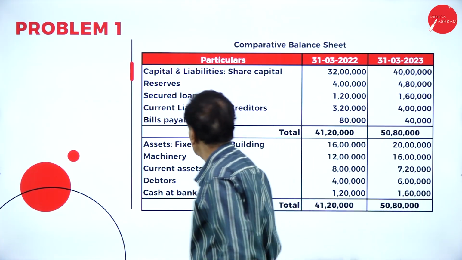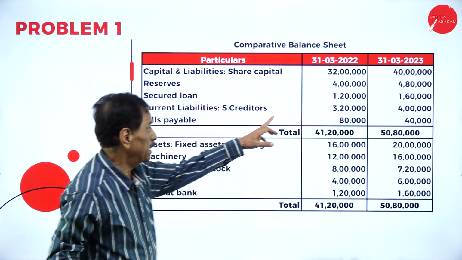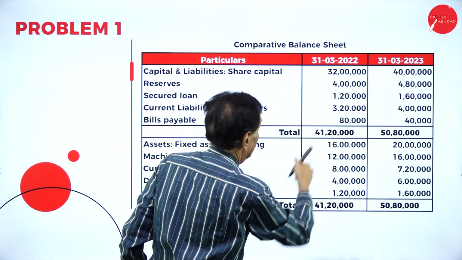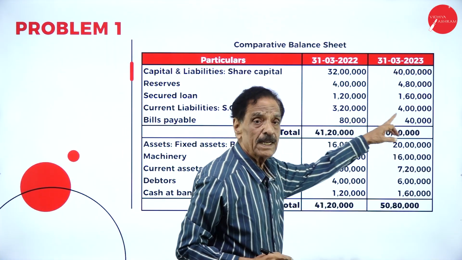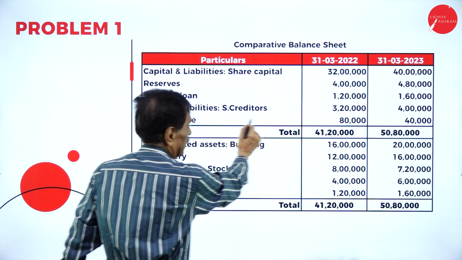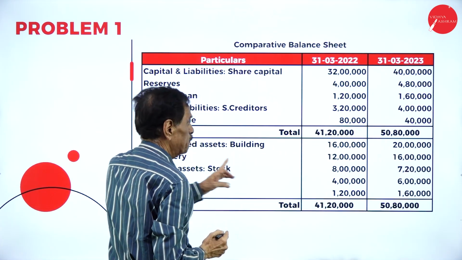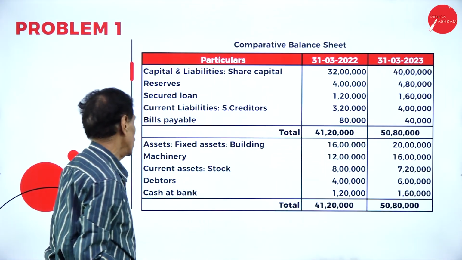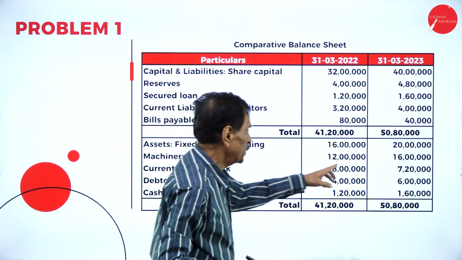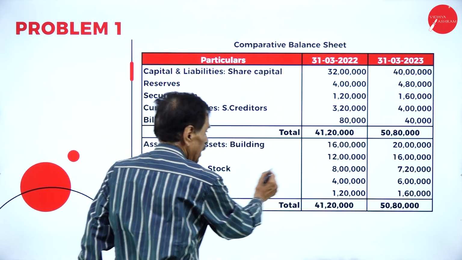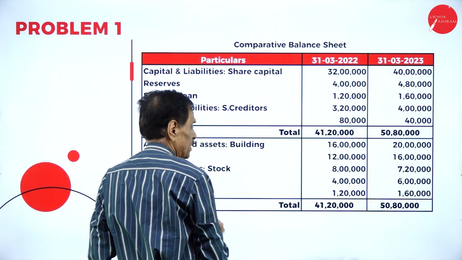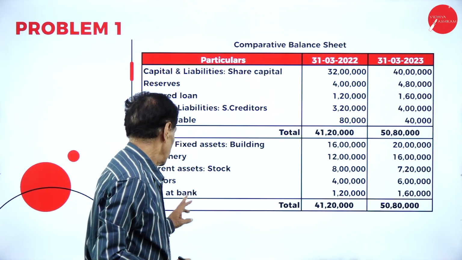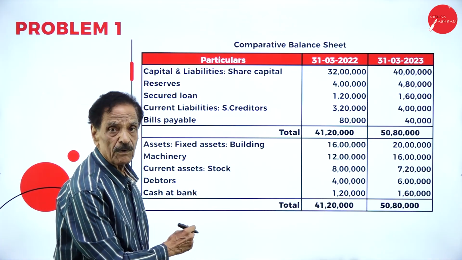Capital and liabilities, comparative balance sheet. Share capital in the year 32 lakh, 40 lakh, reserve 4 lakh, 4 lakh 80,000, secured loan 1 lakh 20, 1 lakh 60, current liability, creditor 3 lakh 20, 4 lakh, bills payable 80,000, 40,000, totally 41 lakh 20,000, 50 lakh 80,000. Fixed assets, building 16 lakh, 20 lakh, machinery 12 lakh, 16 lakh, current assets, stock 8 lakh, 7 lakh 20,000, debtor 4 lakh, 6 lakh, cash at bank 1 lakh 20, 1 lakh 60, totally 41 lakh 20,000.